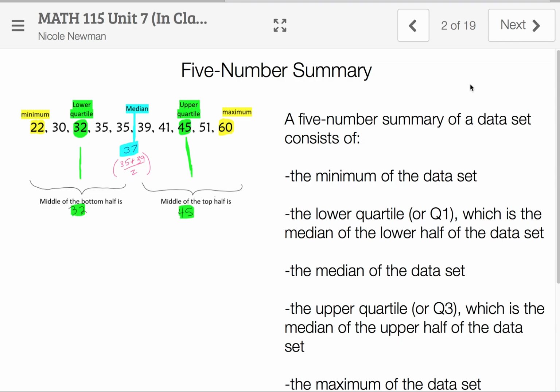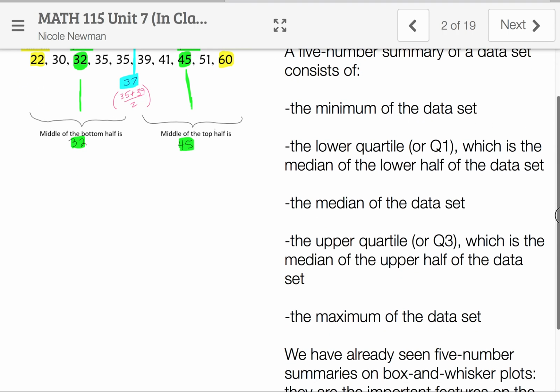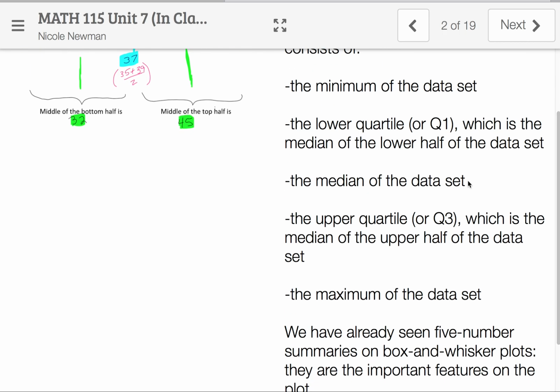We need to be able to construct a 5-number summary from a set of data. Here I give you a list of what a 5-number summary consists of. We need the minimum, we need Q1 or the lower quartile, we need the median, we need the upper quartile or Q3, and we need the maximum.